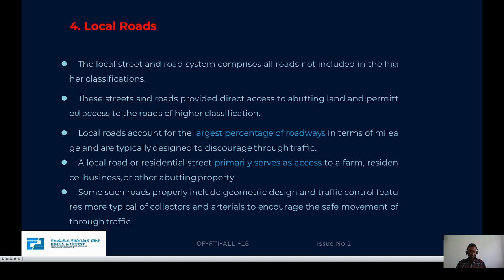Local roads will be all roads not included in the higher classes. The major purpose of local roads is to provide access to abutting lands and permit access to the roads of higher classification. Local roads are a high percentage of roadways, and primarily serve as access. Geometric design and traffic control features are more typical of collectors and arterials, to increase the movement of through traffic.